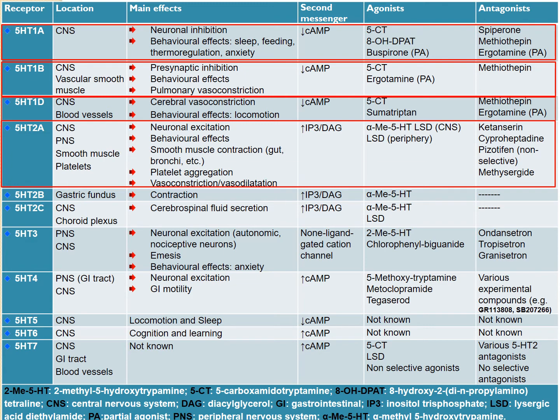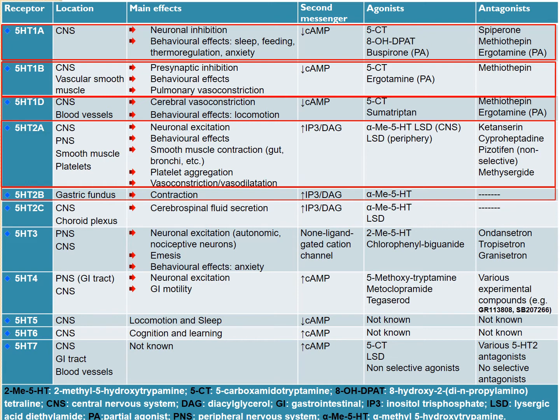Then the fifth type of receptor is the 5-HT2B receptor. It is mainly located at the gastric fundus. It is mainly involved in functions like contraction. The secondary messenger of this receptor is inositol triphosphate and diacylglycerol. It functions through increasing the intracellular concentration of inositol triphosphate and diacylglycerol. The agonist of this receptor is alpha methyl 5-hydroxytryptamine.